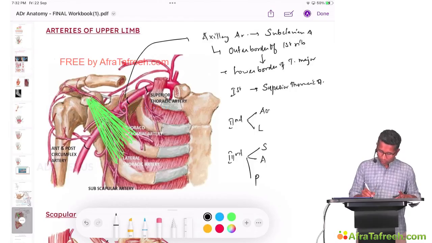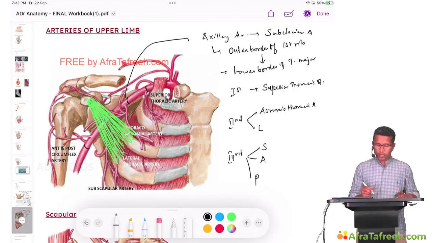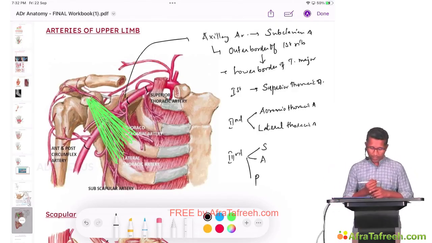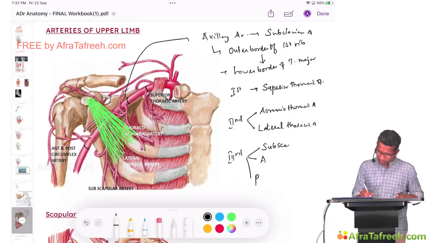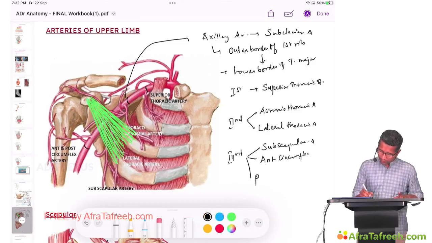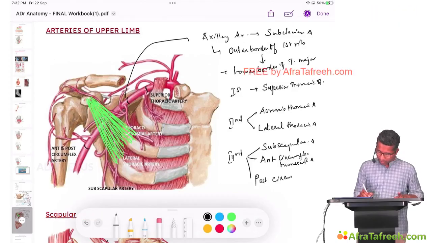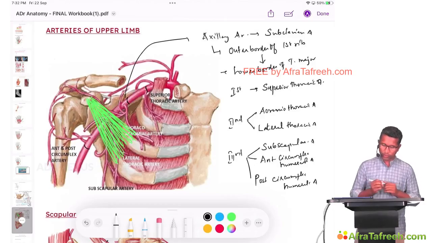The next is called acromiothoracic artery. The next is called lateral thoracic artery. The S stands for subscapular artery. A stands for anterior circumflex humeral artery. P stands for posterior circumflex humeral artery. So these are the branches of the axillary artery.